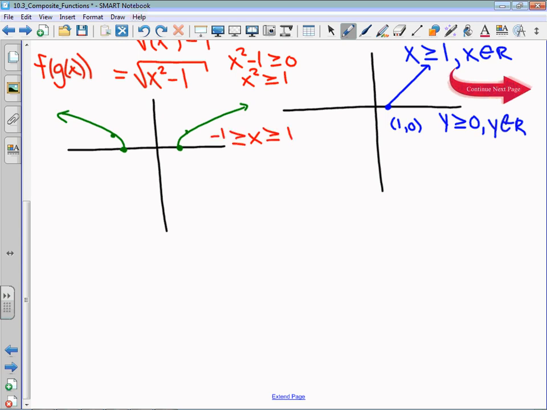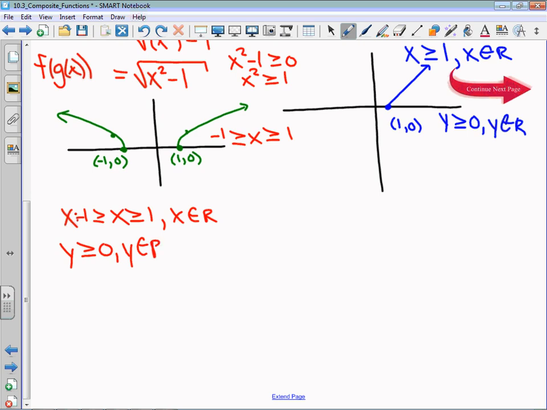Now, if you want to know where those points occur, this is 1, 0. That's -1, 0. So I'm going to put that domain and range in red here. We would say that x must exist, and you can do this with inequalities, there's nothing wrong with that, x has to be less than or equal to -1, or greater than or equal to +1, and it's any real number satisfying that restriction. The range is that y must be greater than or equal to 0, and y is an element of the real numbers. That's not really the focus for this example.